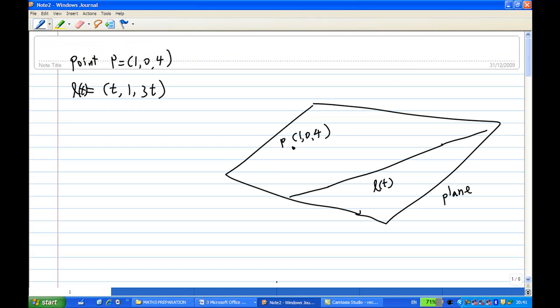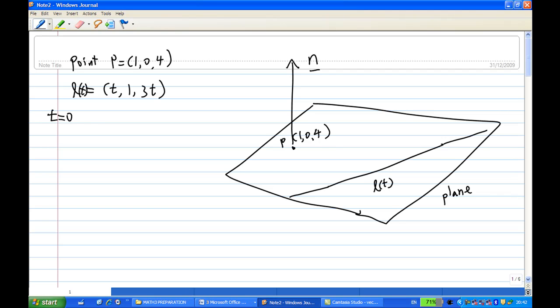In our problem, our plane contains the point (1, 0, 4) and the line (t, 1, 3t). In order to find the vector perpendicular to the plane, the normal, I need to find some more points. I need to find out what other points I can get. For example, I know the line L(t) is (t, 1, 3t).